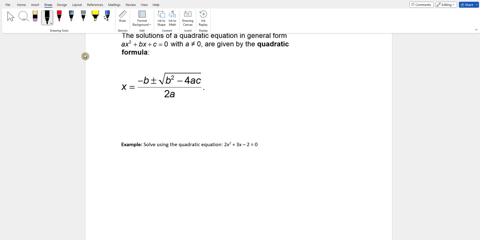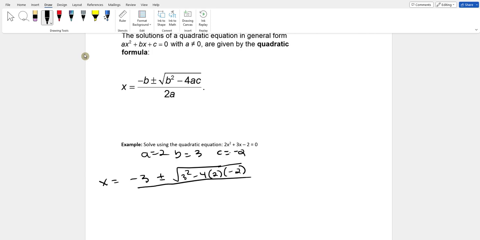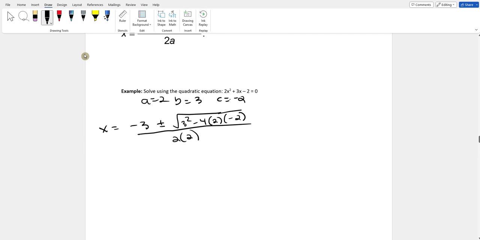So in this problem, we have 2x squared plus 3x minus 2 is equal to 0. So my a is 2, my b is 3, my c is negative 2. I'm going to plug all those numbers back into the quadratic formula. So I have negative 3 plus or minus the square root of 3 squared minus 4 times a, which is 2, times c, which is negative 2. We're going to divide all of this by 2 times a, which is 2 times 2. And now we're going to go ahead and simplify.